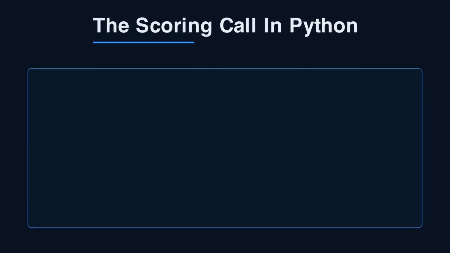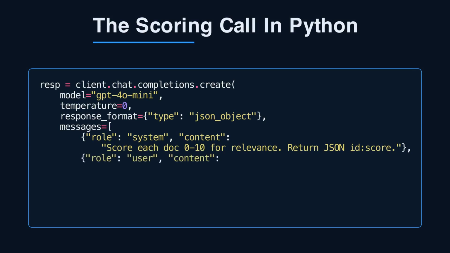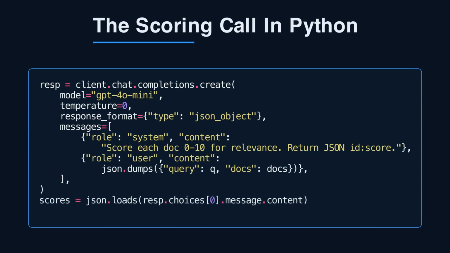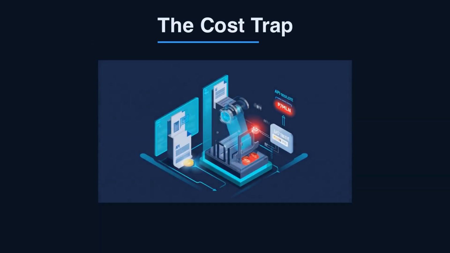Keep the scoring prompt strict and cheap. Ask for a single integer per document, nothing else. Batch all candidates into one call to cut round trips. Set temperature to 0 for stable, repeatable scores. Force JSON output, parse it, and sort descending. Here's the core call. Now the trap I promised.